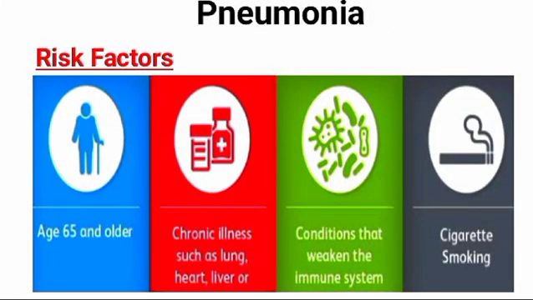Now, the risk factors. Pneumonia can affect anyone, but two age groups are at the highest risk. Number one, children who are 2 years old or younger, and second, people who are age 65 or older. Other risk factors are chronic illness. You are more likely to get pneumonia if you have asthma, chronic obstructive pulmonary disease, heart diseases, lung diseases, and etc. Third one is a weakened immune system.